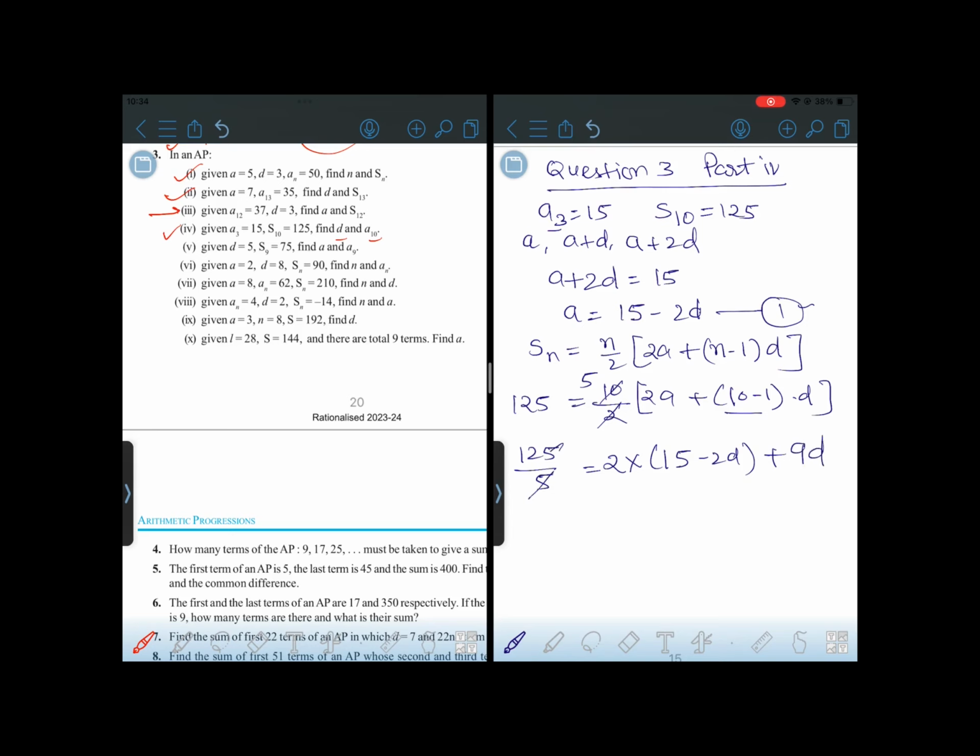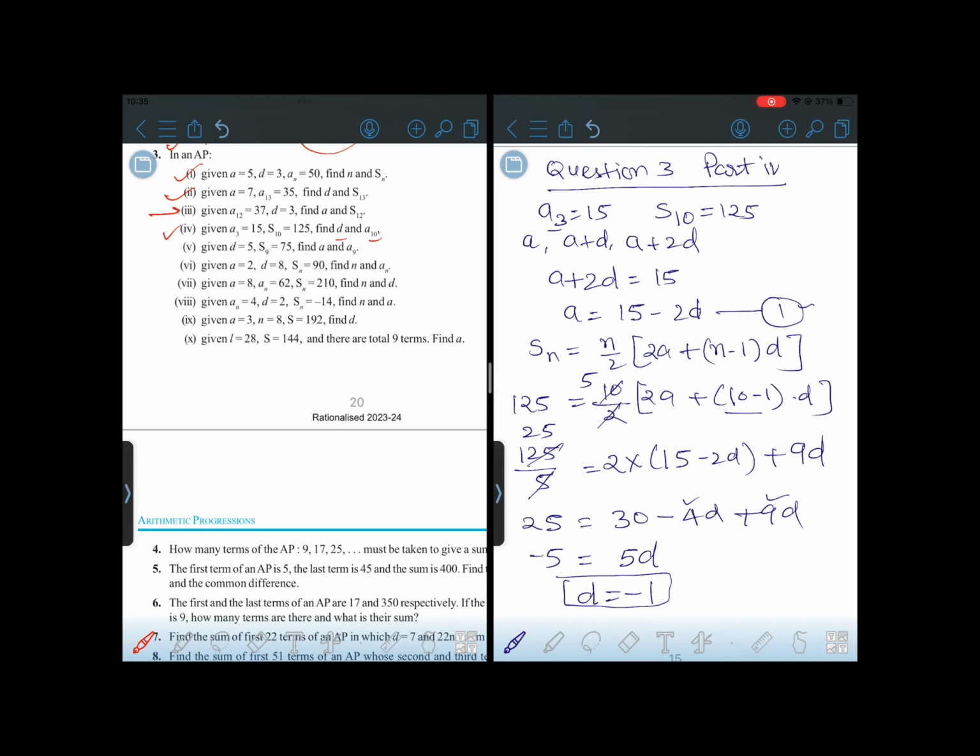So now when we solve this, we get 25 is equal to, multiplying inside the bracket, 30 minus 4D plus 9D. So let's move 30 to the left hand side. So this becomes minus 5 is equal to 5D, right? So value of D becomes minus 1. So we have found the value of common difference.